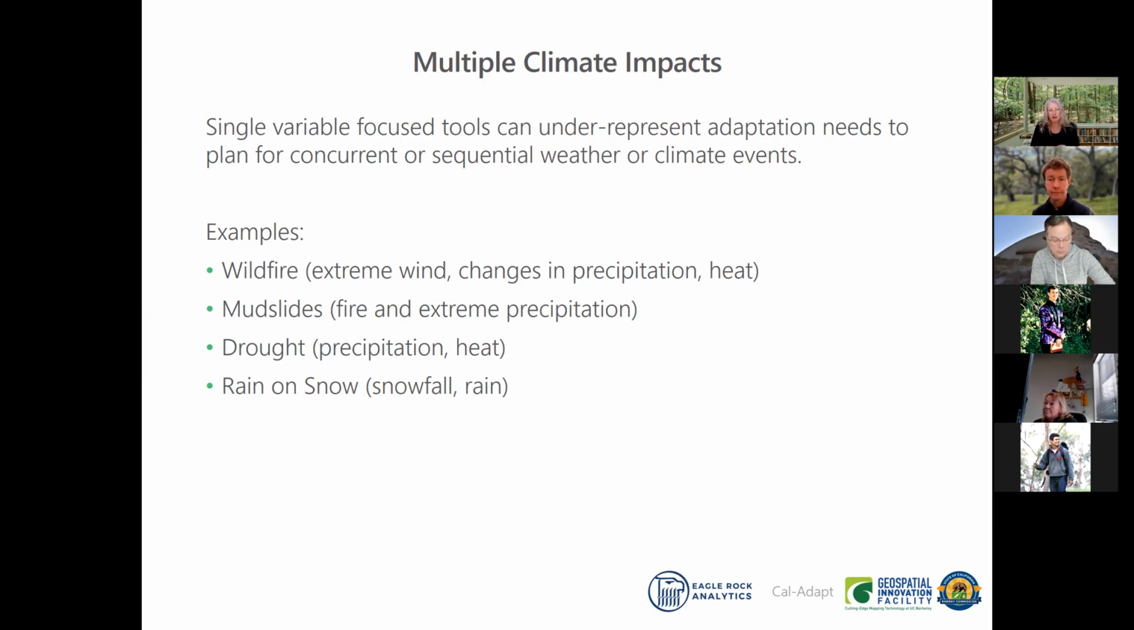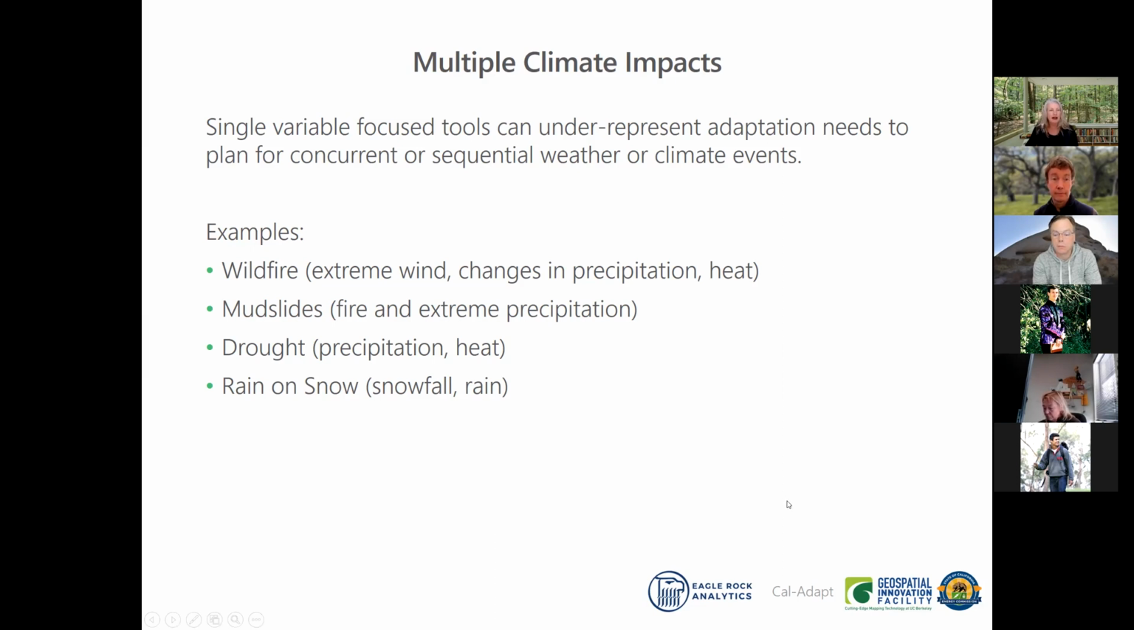Things like drought are a combination of precipitation and maximum temperature. Rain on snow events. So this is actually a big area of research in climate science right now. We're really just starting to look at how we can explore how these things might be projected to change in the future. So it's really an area of interesting research right now.